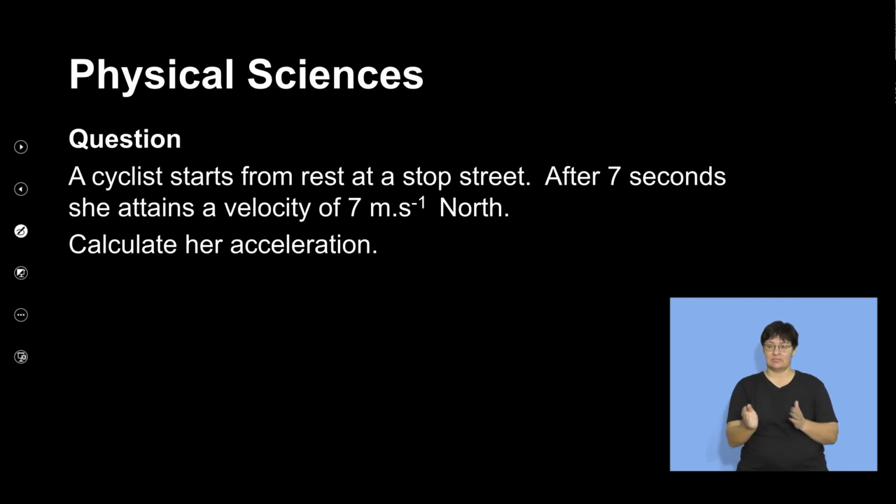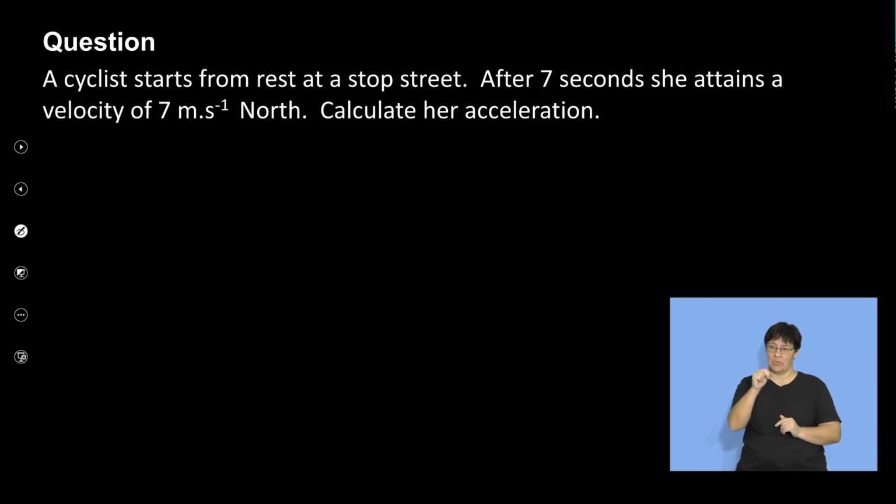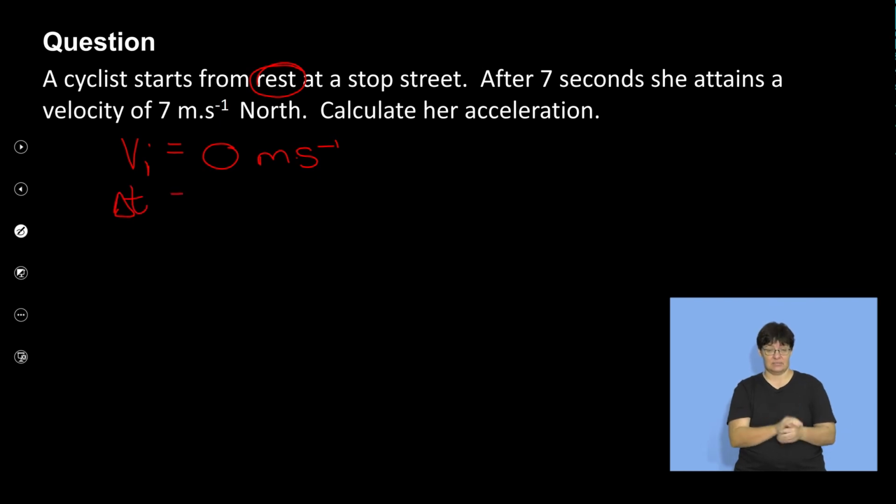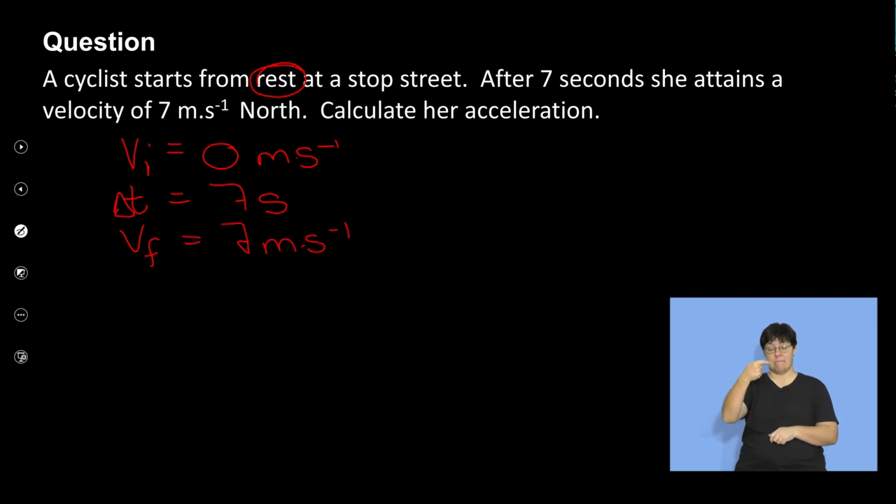So, cyclist starts from rest, initial velocity 0. After 7 seconds, she attains a velocity of 7 meters per second north. So, let's see what we've got. Starts from rest. Initial velocity 0. Rest, not moving. After 7 seconds, so now my time is 7 seconds, she's going 7 meters per second north. Okay? I need a direction.